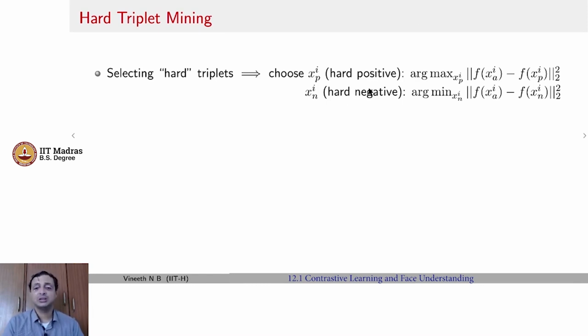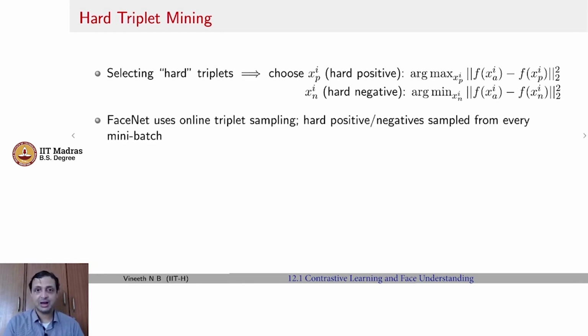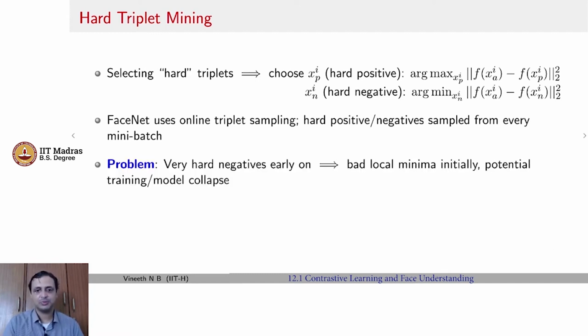What are hard positives? Where f of xa minus f of xp is maximized. Those samples where the distance to positive samples is the highest would be a hard positive, and where the distance of the anchor to a negative is minimum would be a hard negative. So we choose those kinds of samples in a given mini batch as hard triplets that we can train the network on. So FaceNet actually uses online triplet sampling where hard positives and negatives are sampled from every mini batch.